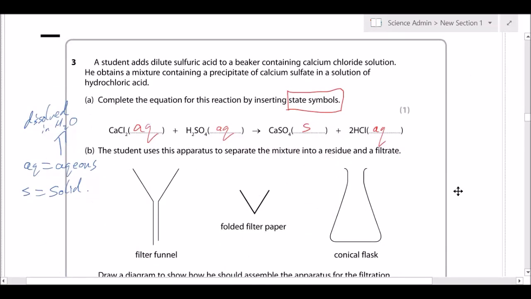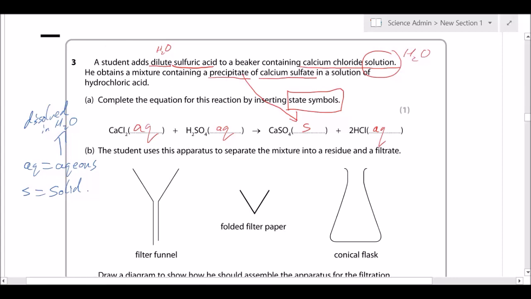So question 3 asks, first of all, complete the equation by inserting state symbols. Now we're adding some sulfuric acid to a beaker containing some calcium chloride solution and watching a precipitate of calcium sulfate form. Precipitate tells you that this must be a solid, and this is diluted, which means it's in H2O, and this is a solution, which also means it's in H2O.